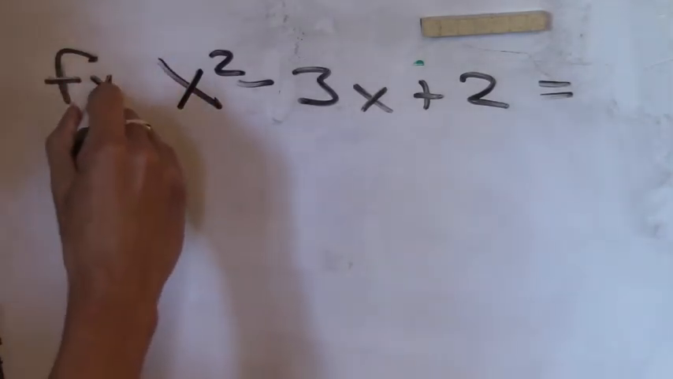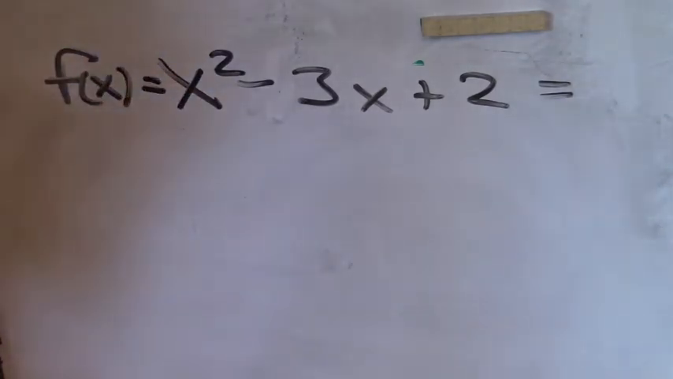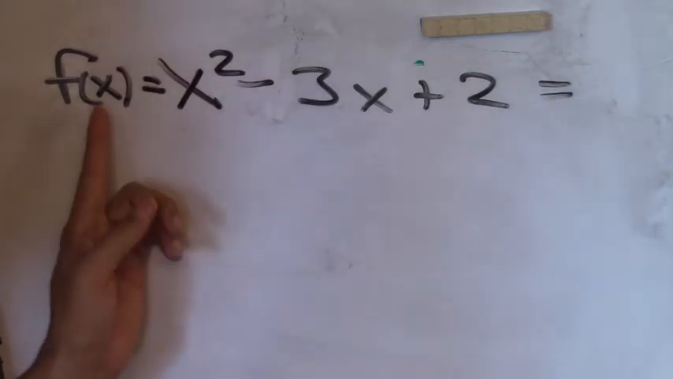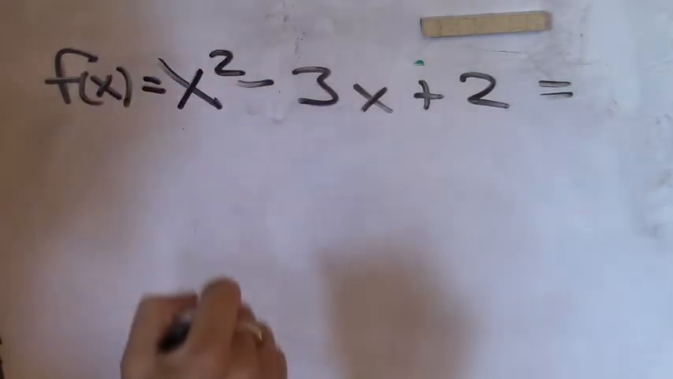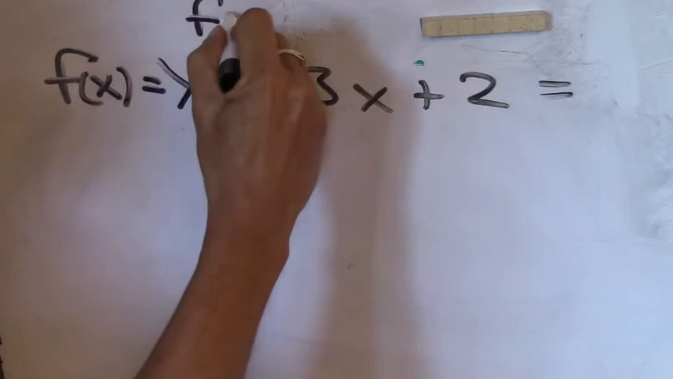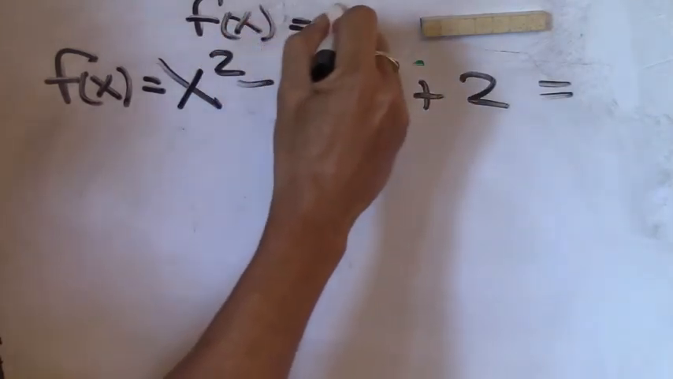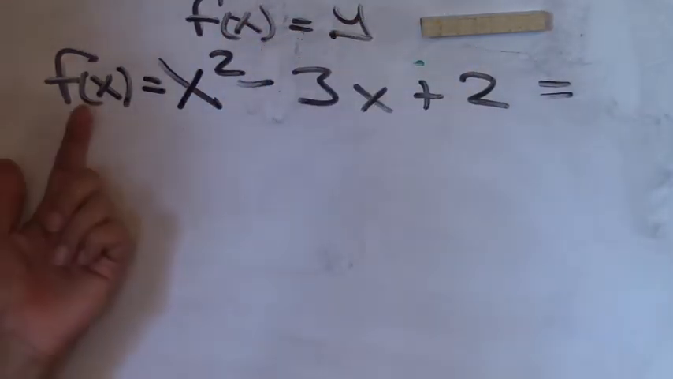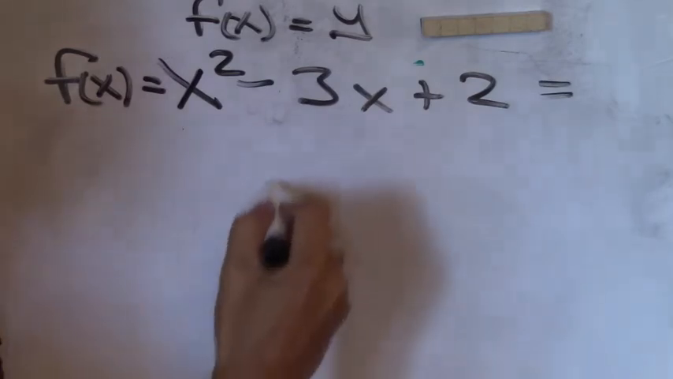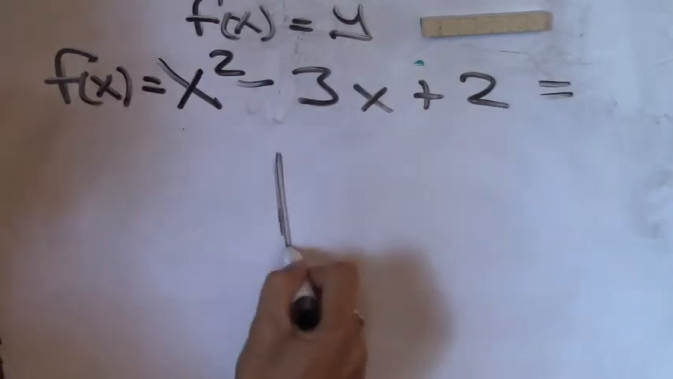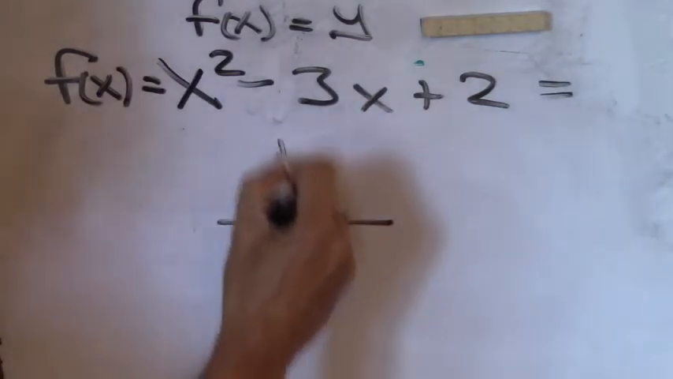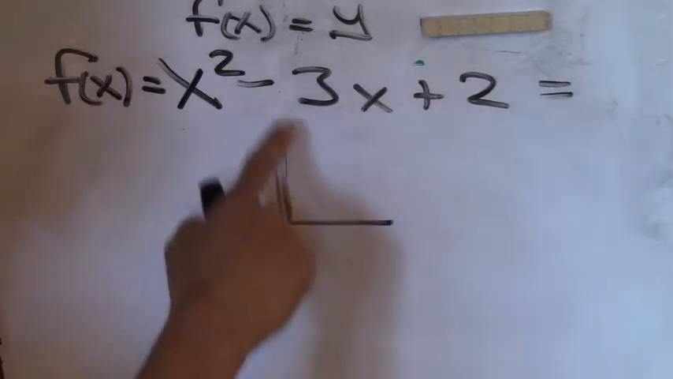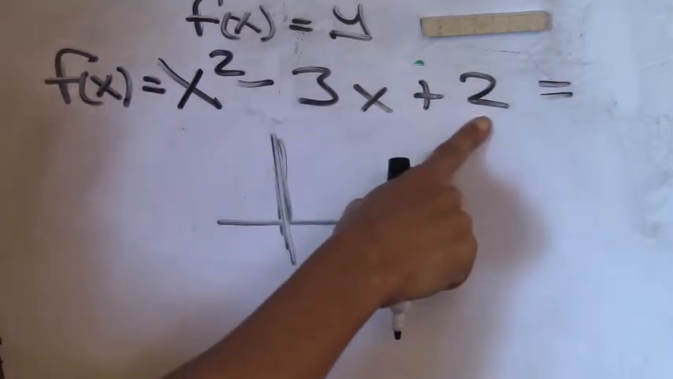So once again, f of x and y are the same thing, right? This is a function of x. F of x is the same thing as y. That's another way of talking about this value. So here's x, here's the function of x. And this is the parent function.